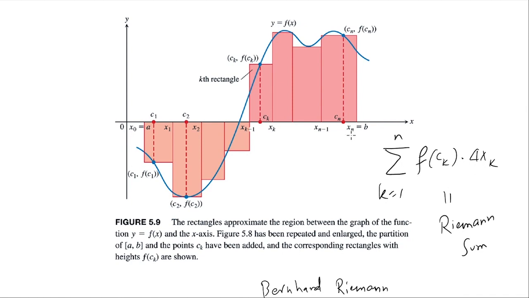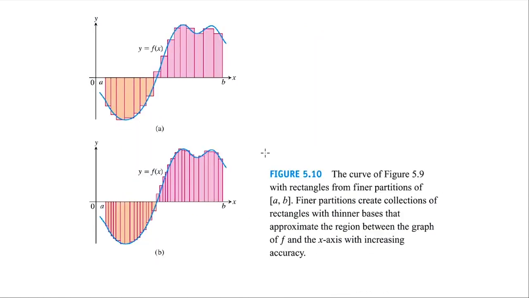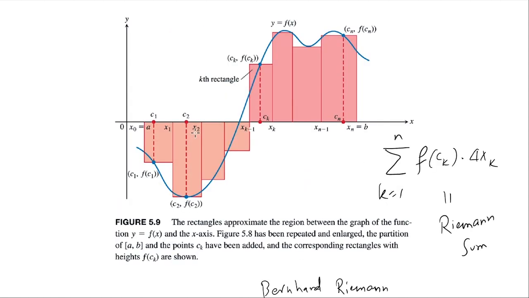I'm going to use one example where we're going to find this Riemann sum by using different points. The more subintervals you make, the more rectangles you make, the better the approximation we are going to get. The curve of figure 5.9, if you remember, this is the figure 5.9.